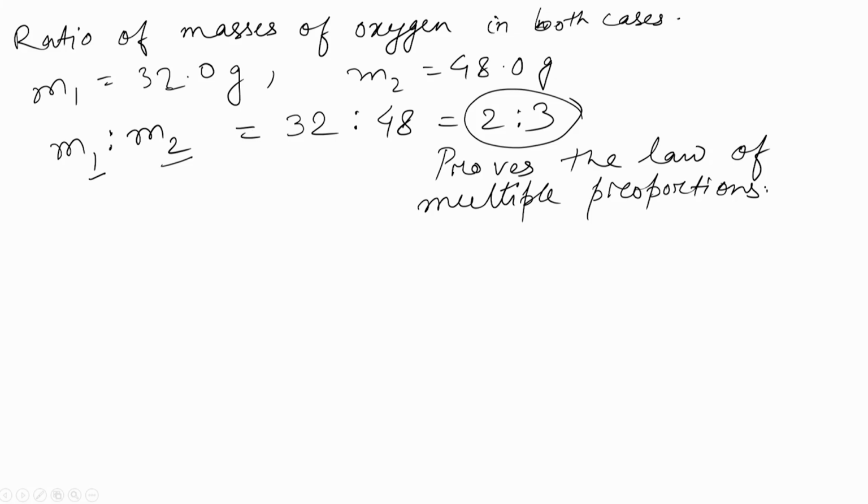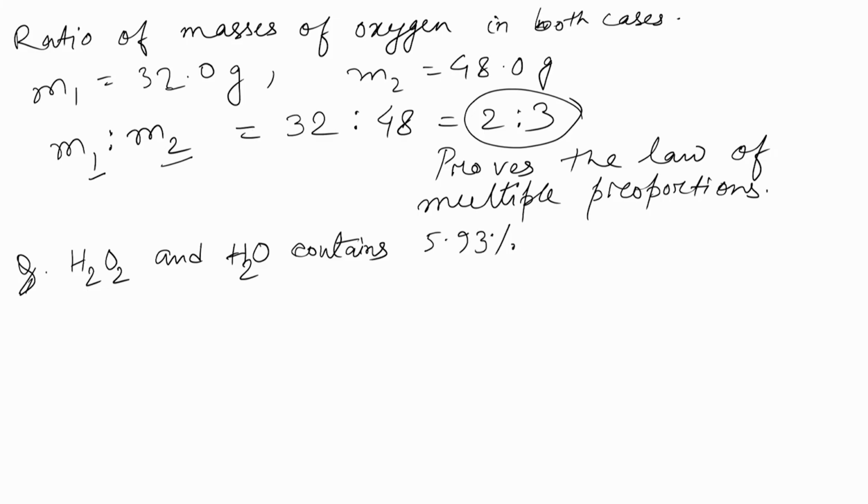Okay. So let's see one more example. In this example we have H2O2 and water, which contain 5.93% and 11.2% of hydrogen respectively.